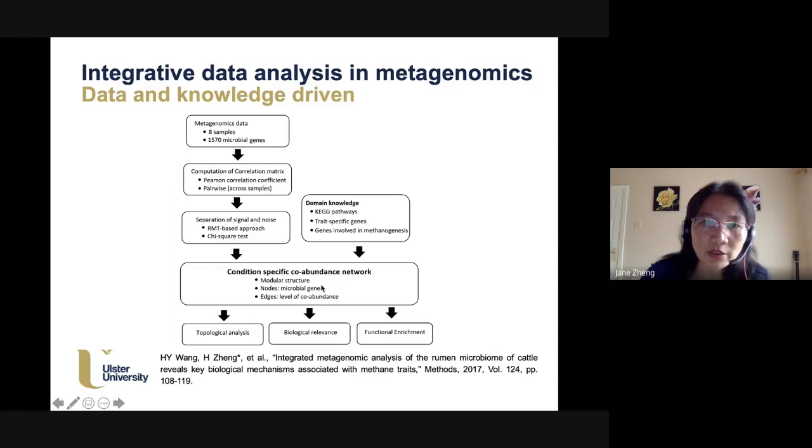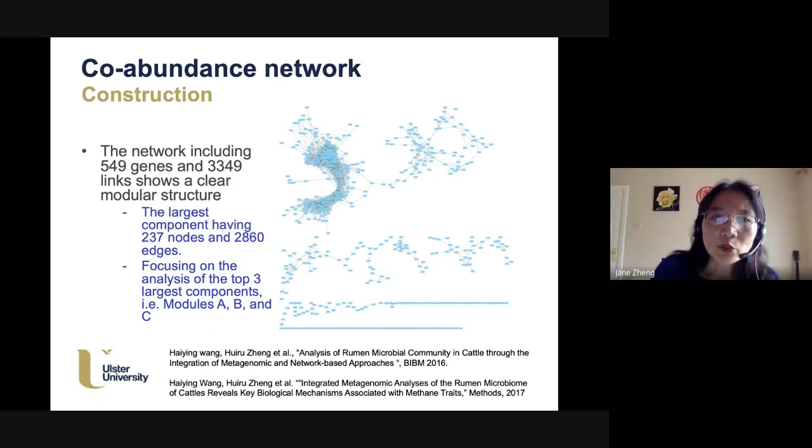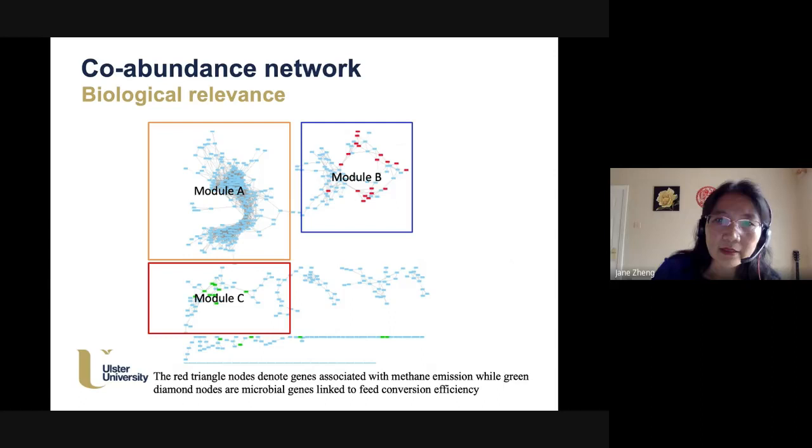After establishing the network, we can do the topology analysis. We can analyze the biological relevance, and we analyze the functional enrichment. So it can be gene enrichment, it can be pathway enrichment. Okay, so we apply this approach to look at the microbial genes, and we were able to establish the co-abundance network and use it for analysis. We identified module B, the red one, which is associated with the methane emission. And module C has all the genes that associate with the microbial genes.